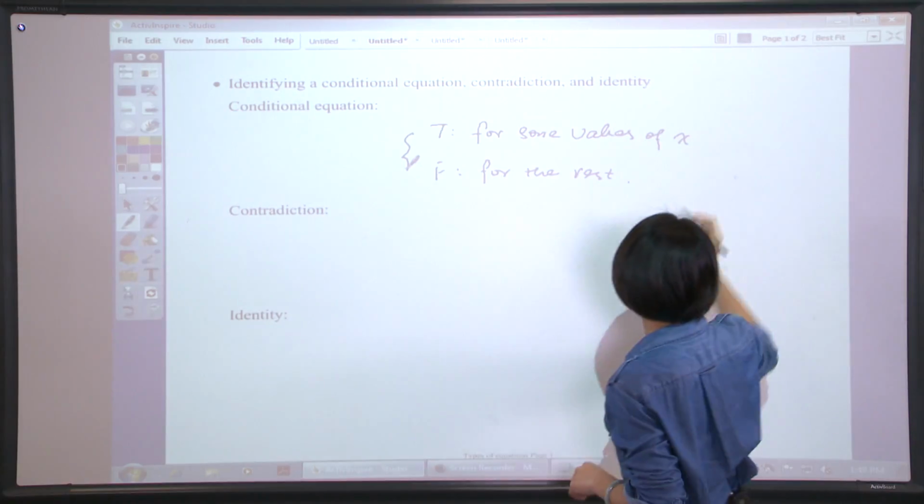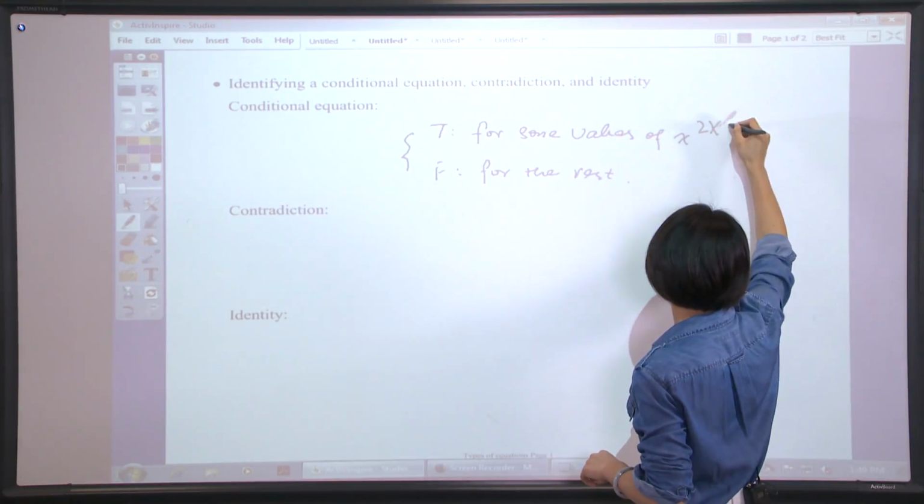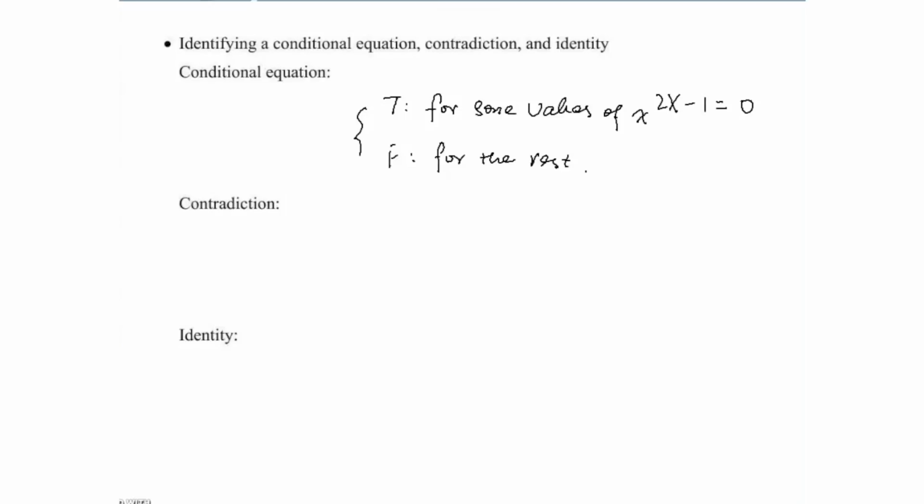For example, I give you an equation 2x minus 1 equals 0. It's easy to solve this one, x equals 1/2. This implies the original equation is only true for x equals 1/2, but false for all of the rest values.